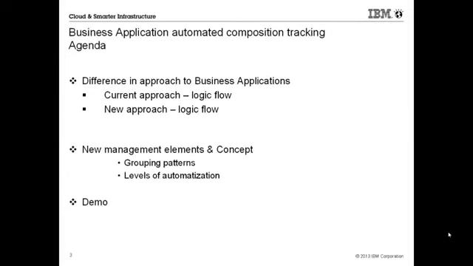Today's presentation will be divided in a few points. First, I will show the difference between the current approach of building applications found in versions 7.1 and 7.2 of TADDM and a new approach. I will also introduce some new management elements and concepts allowing to obtain automatization. And in the end, I will present how it's done on a live environment using a development build.